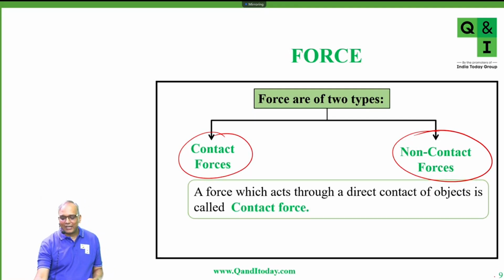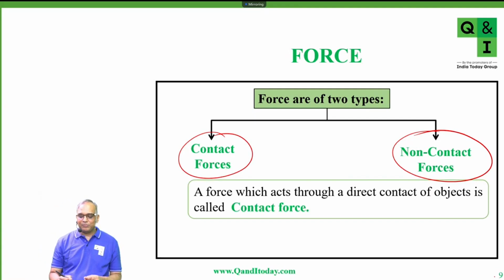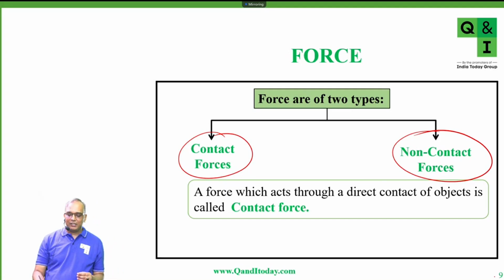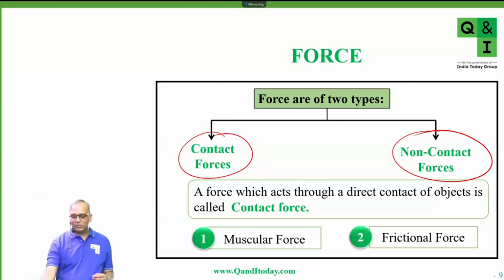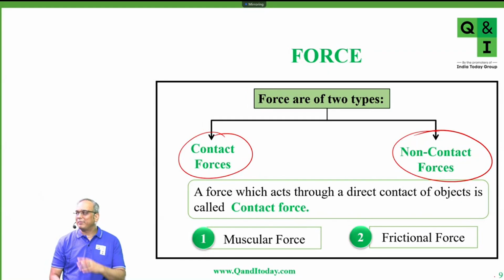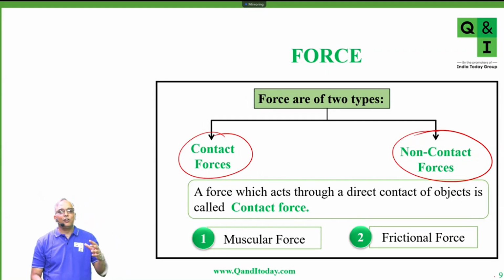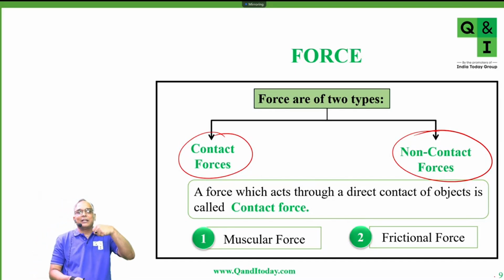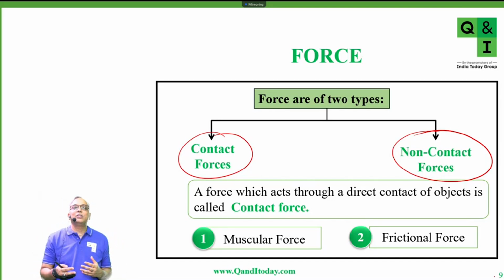So let's understand, a force which acts through a direct contact of objects is called contact force. Examples are muscular force and frictional force. Muscular force means any kind of push or pull which we are giving. If we are pulling something, or trying to lift something, these are all muscular forces because you are applying your muscular strength to do all this work, right?